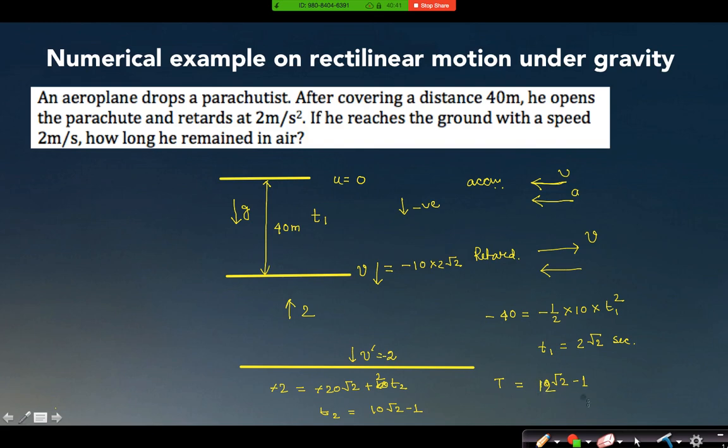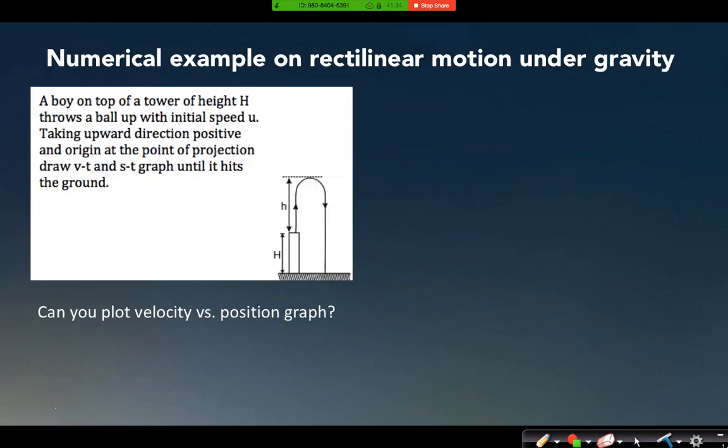Yes. Tell me. So the question required the time, including the time before opening the parachute. Before opening the parachute, you need to find the time. Otherwise, how can you solve it? How long he remained in the air? Even if he does not open the parachute, he is still in air. Okay? Alright. Solve this one.